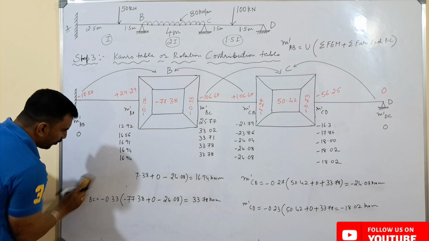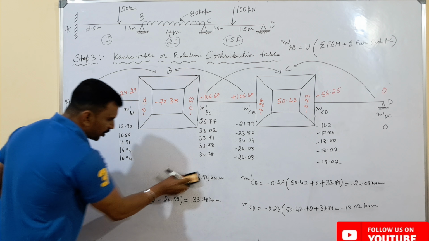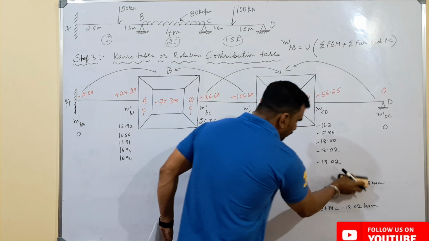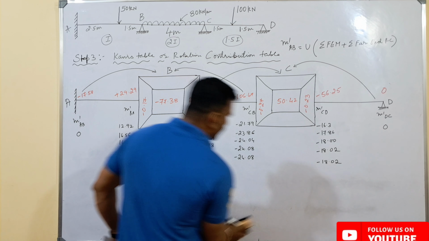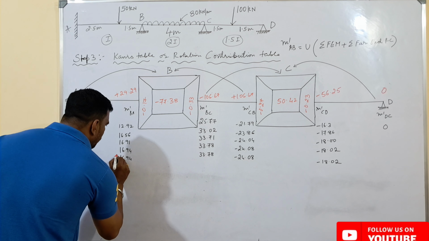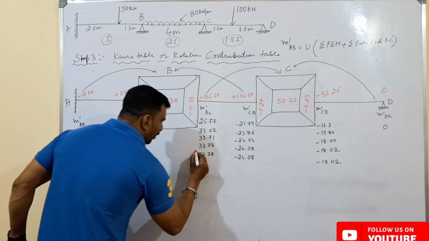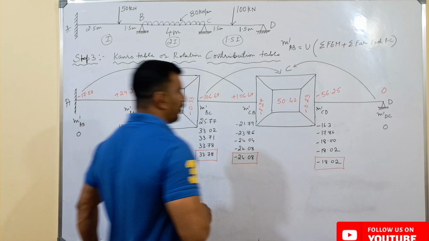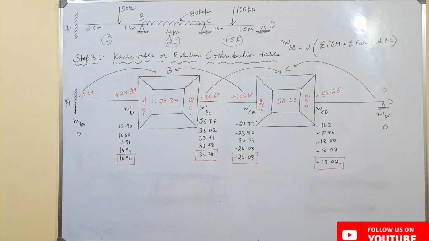So this value which we have got, the rotation contribution, see these values, whatever we have got here, the rotation contributions, we have to consider while calculating the final end moments. So these values have to be considered while calculating the final end moments.